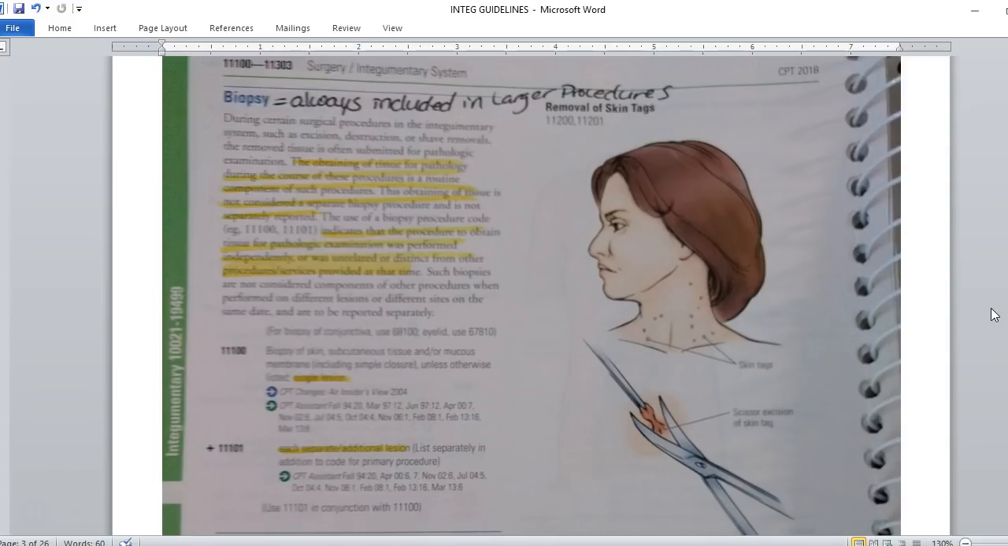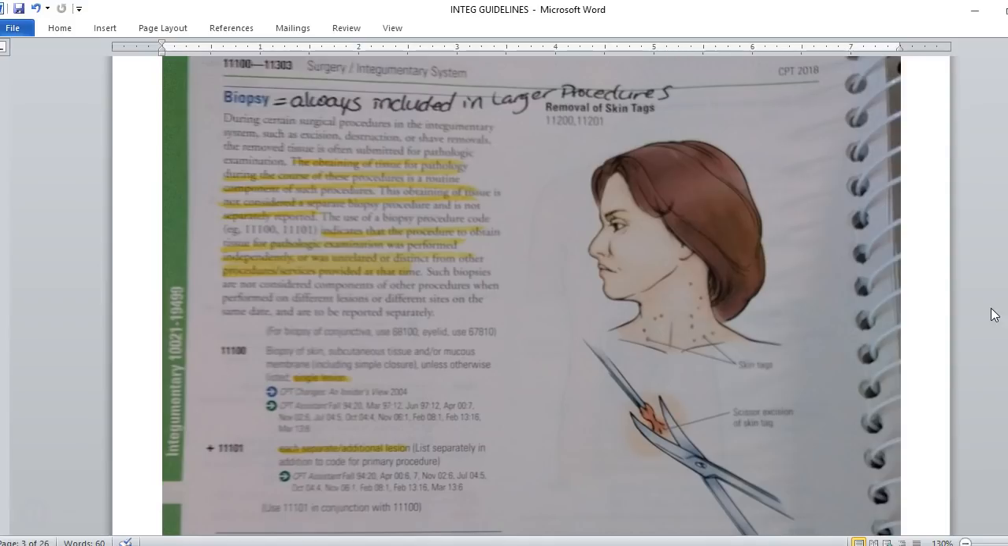Where we have to be careful is the next set, which is the biopsy. As you can see, I've written always included in a larger procedure, always. So again, they tell us that during certain surgical procedures in the integumentary system, such as excision, destruction, or shave removals, the removed tissue is often submitted for pathologic examination. The obtaining of tissue for pathology during the course of these procedures is a routine component of such procedures. So again, the obtaining of tissue is not considered a separate biopsy procedure and is not separately reported.